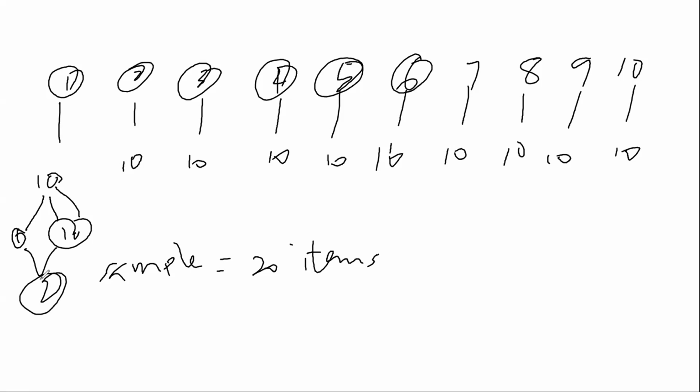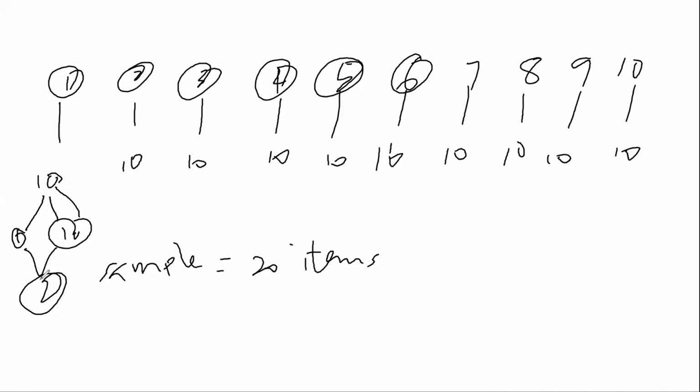Once you've picked 2 items in each of the groups by the use of random numbers, we add them up together: 2 from group 1, 2 from group 2, all the way to group 10. Then you combine them and you make 20 items. That becomes our sample. That's called the stratified sampling method.